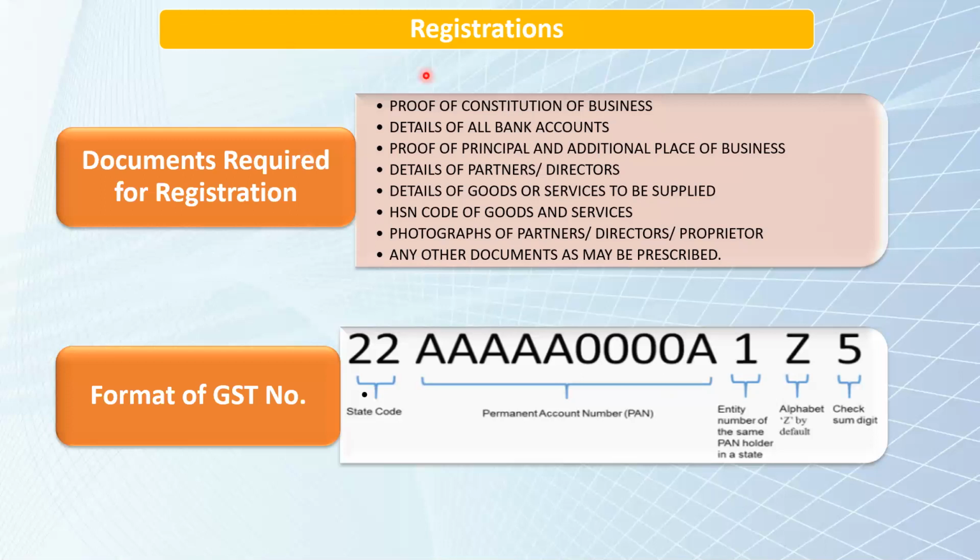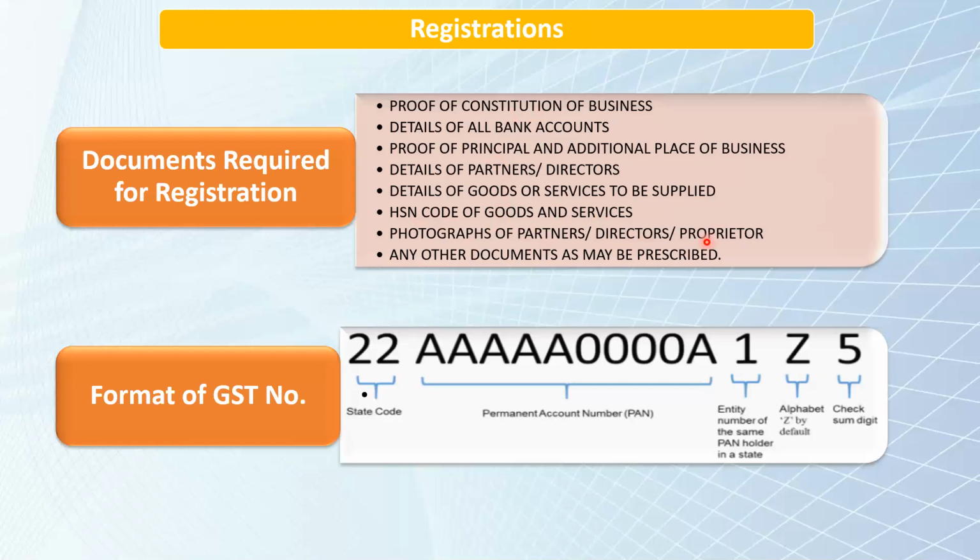The documents which are prerequisite, which you should accumulate before filling REG 01, are proof of constitution of business, details of all bank accounts, proof of principal and additional place of business, details of partners or directors, details of goods or services to be supplied, harmonized system nomenclature code of goods and service accounting code in case of services, and photographs of partners, directors, and proprietors.